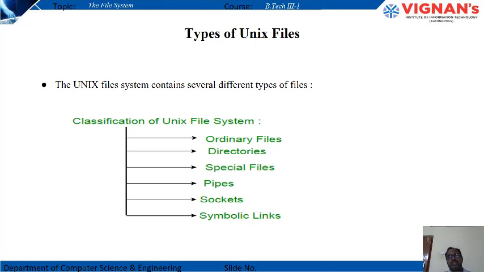Okay, so basically, the Unix file system contains several different types of files. So, all of us just look at this diagram, the structure. This is the classification of the Unix file system. It starts with ordinary files, directories, special files, pipes, sockets, and then symbolic links.